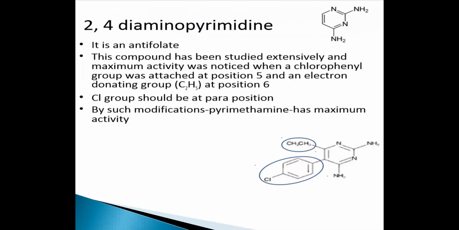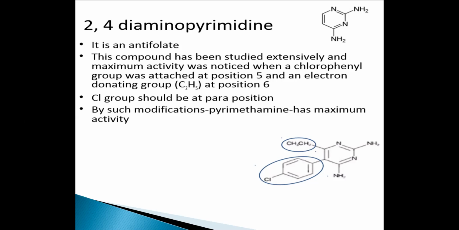What are the requirements of the structures? These are nothing but 2,4-diaminopyrimidine. If you see the structure that is shown, they are 2,4-diaminopyrimidine derivatives. Nitrogen at the 1 and 3 positions and amino groups at 2 and 4. So this is the basic requirement. They are anti-folates because they inhibit your folic acid, so they act as an anti-metabolite.